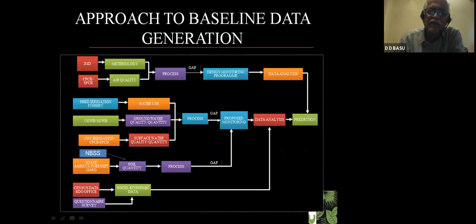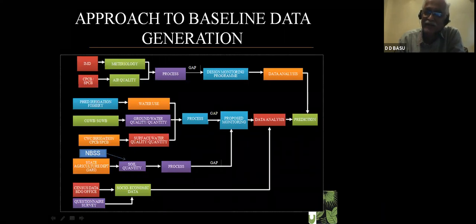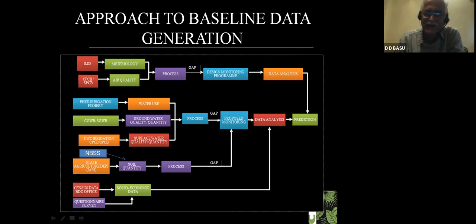Now, baseline data generation. Before that, you have to see what data is available. The India Meteorological Department has century-old meteorological data, and that is available; they sell it. You can take that data also. If the data is from a station within 40 to 50 kilometers of the place, it is okay. If it is beyond that, then you have to collect the meteorological data.